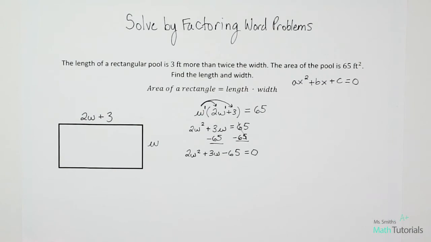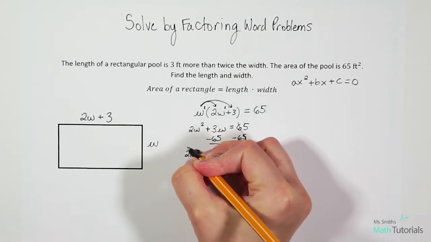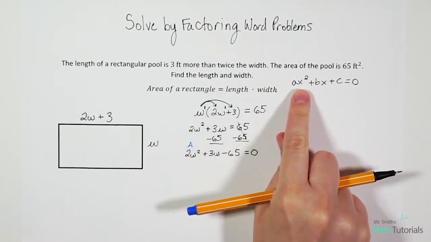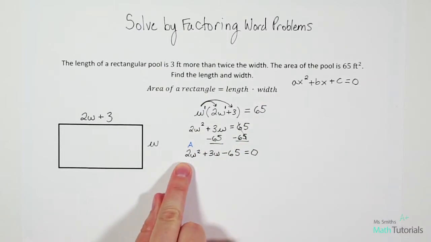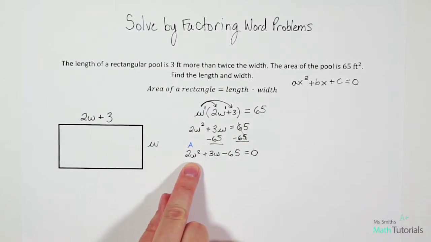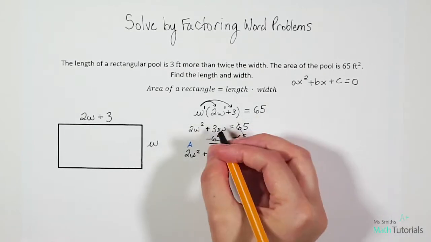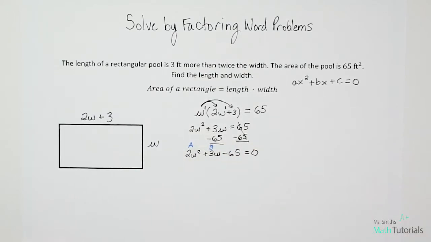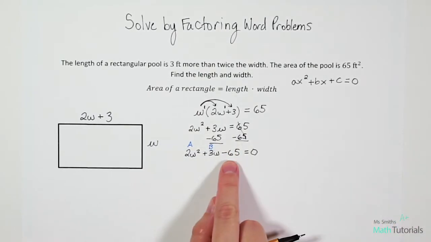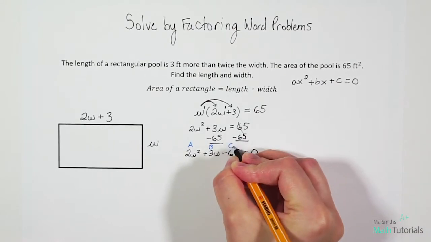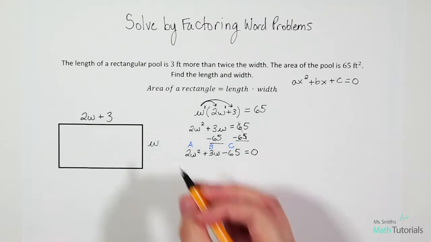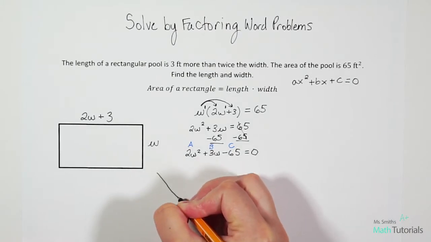And again, as I mentioned at the start of this video, we're going to use the Xbox method, also known as the array model method. The first step of our Xbox method is to label our A, which in this case, notice A is in front of the x squared. So A is going to be 2 in front of our W squared. Our B is in front of the just X, so in this case, the just W is going to be positive 3. And C is going to be our constant, which comes last, in this case, negative 65. Now that we've got our A, B, and C laid out, we need to build our X of our Xbox.